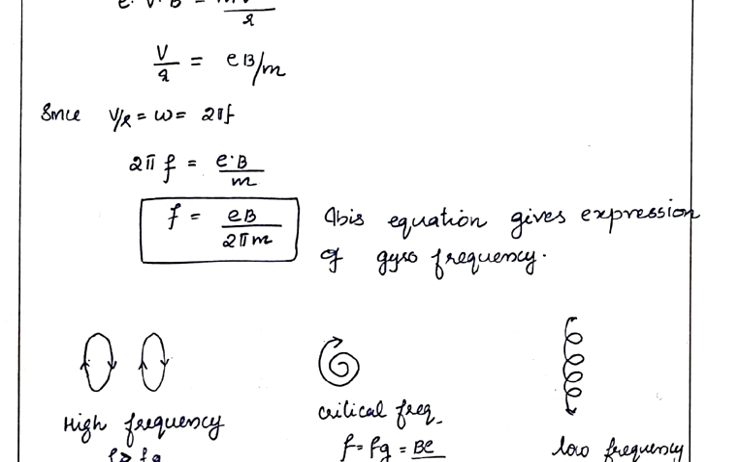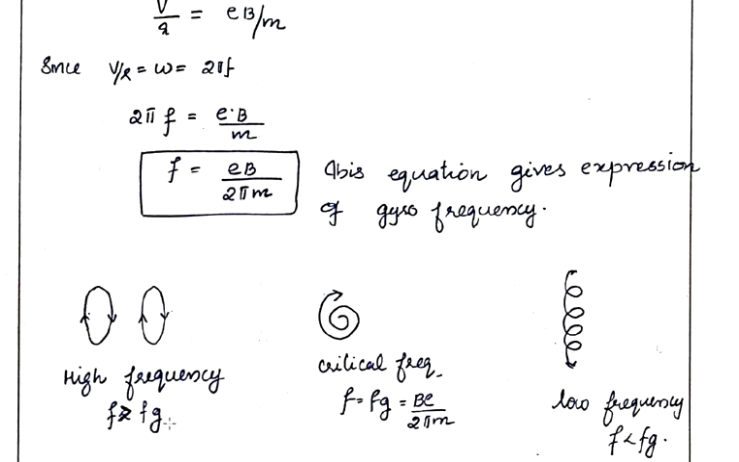Now the gyro frequency effect: when the frequency is greater than the gyro frequency, the electron follows this path. When the frequency is equal to it, that condition is the critical frequency, and the electron follows this path. At lower frequencies, the electron follows this path. Okay, so this is the effect of the Earth's magnetic field on ionospheric wave propagation. Okay, thank you.